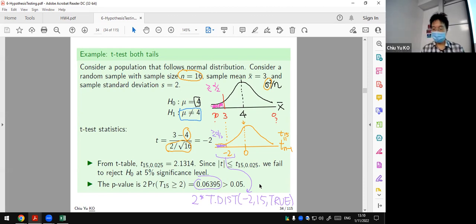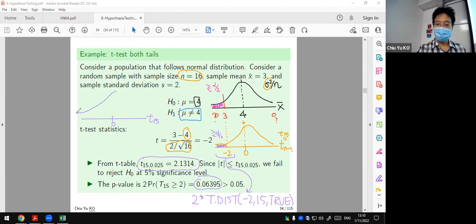So that is what we are saying. And the other way around is to look at the critical value, which is... So how can we calculate that? It is here, T15, and 0 is here.